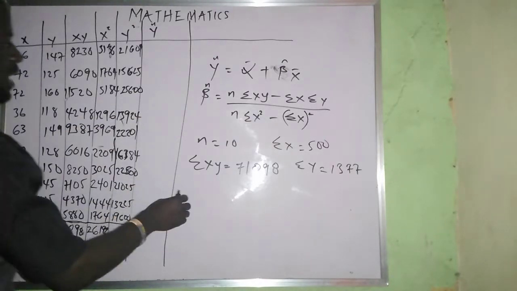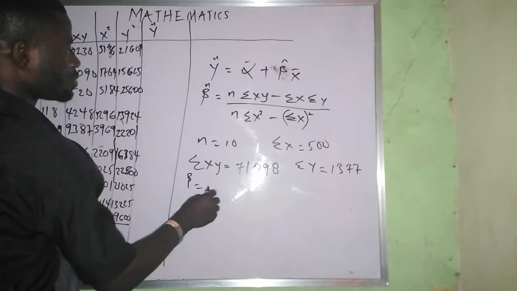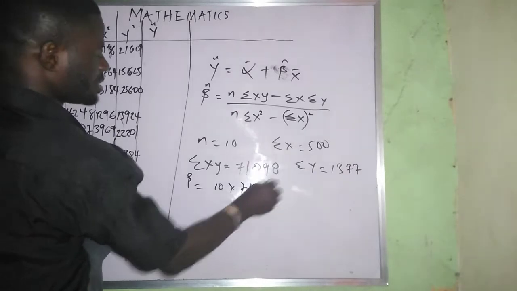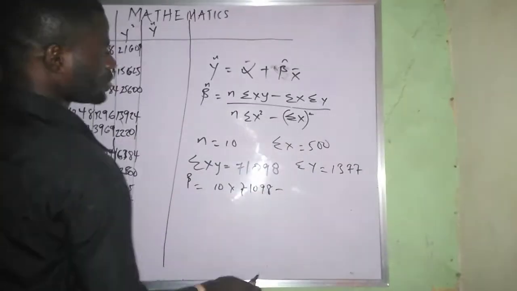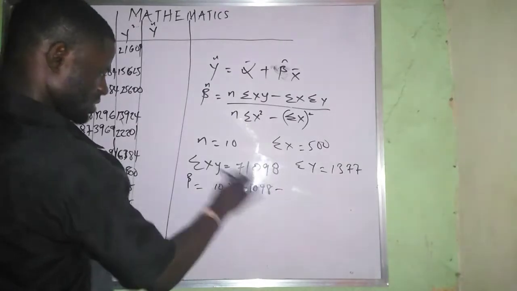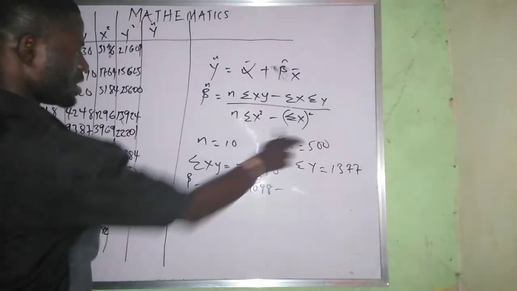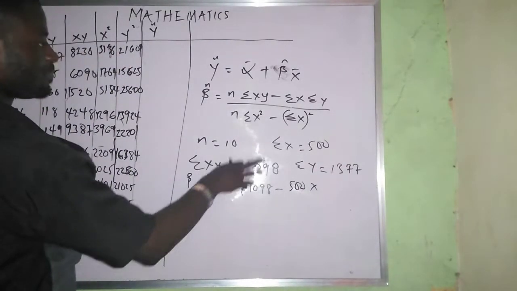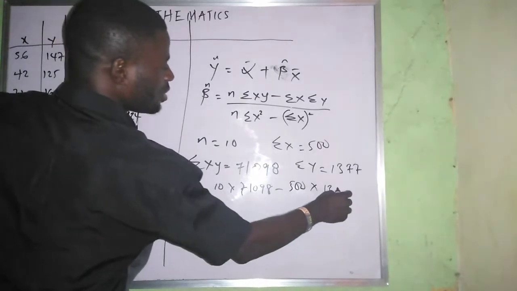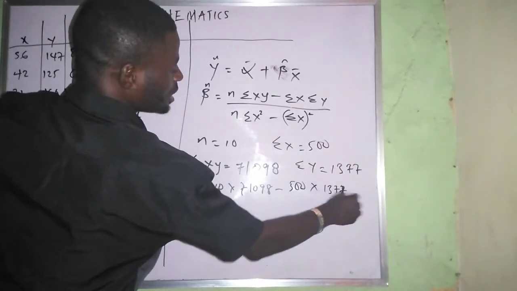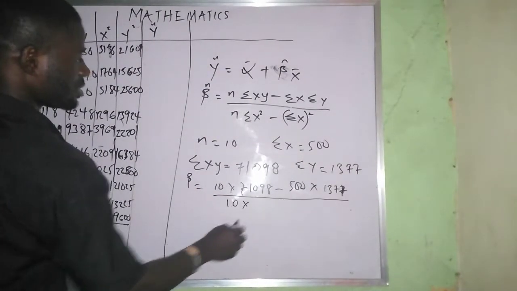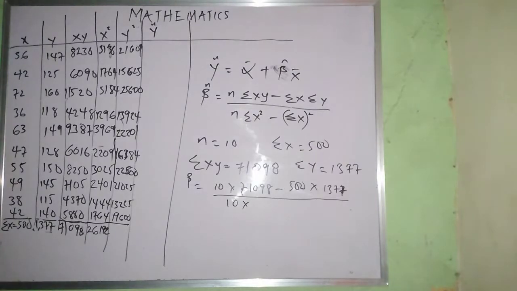My beta will now be equals to 10 times 71,098 minus 500 multiplied by summation of y, which is going to be 1,377, all divided by 10 times summation of x squared, which is already given. Summation of x squared is what?